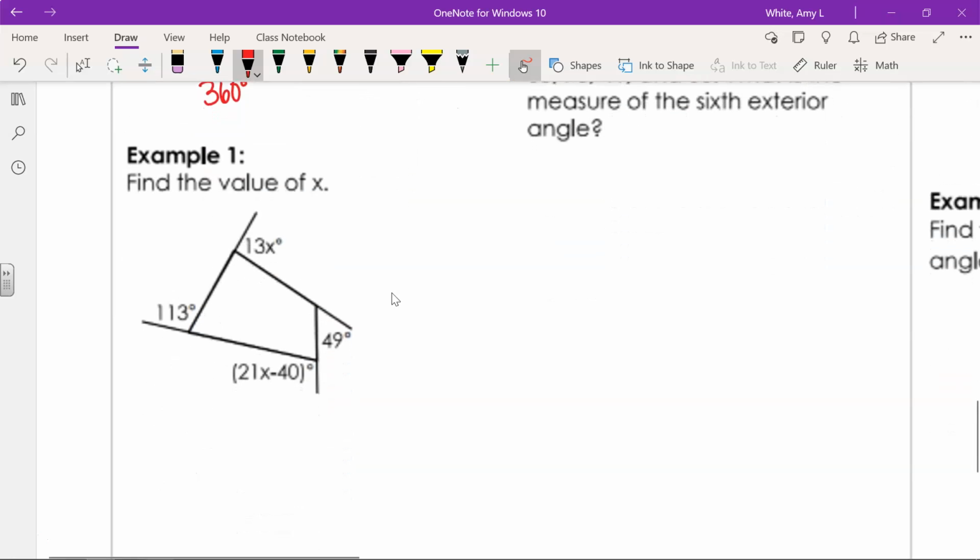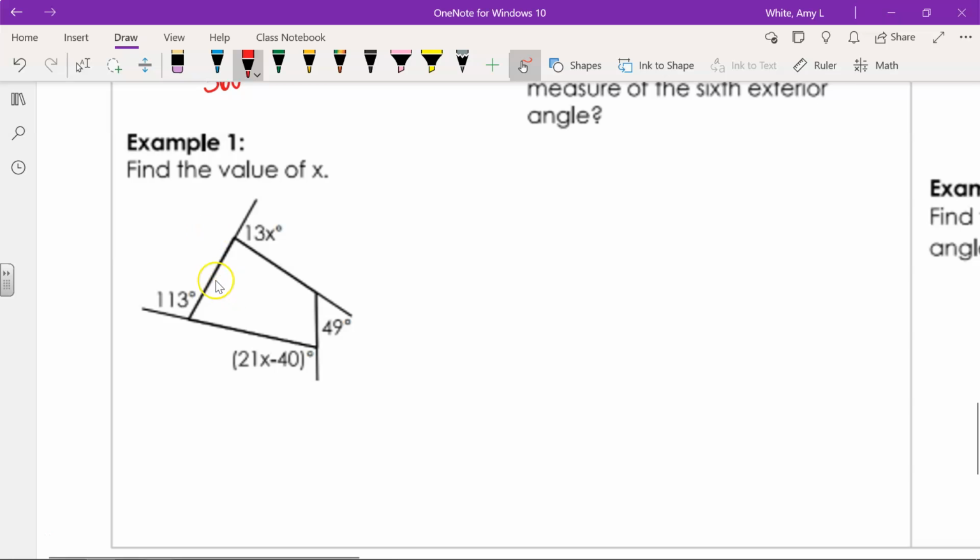For example, in this shape, in example 1, I have a quadrilateral, right? 1, 2, 3, 4 sides, and they want to find the value of x. Well, they tell me all 4 exterior angle measures. Notice that the exterior angles are not the entire thing on the outside. It's formed by extending each side and measuring the angle. I know that these 4 exterior angle measures are going to add up to 360 degrees.